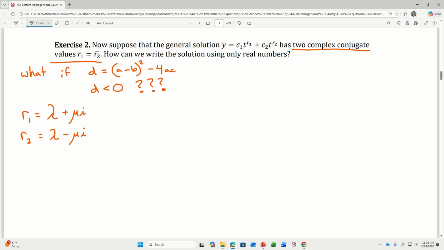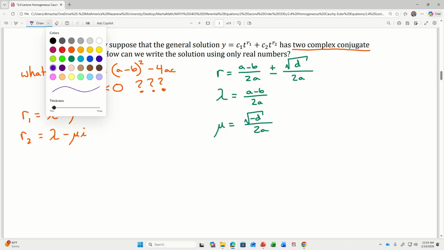And we can figure out what those would be because r is equal to a minus b over 2a plus or minus the square root of the discriminant over 2a. So that means my real parts are going to be a minus b over 2a. And my imaginary parts are going to be the square root of negative d over 2a. Because if my discriminant is negative, if lowercase d is negative, then negative d is actually a positive number, and you can take a square root of a positive number, and that's how you get the imaginary part here. Okay.